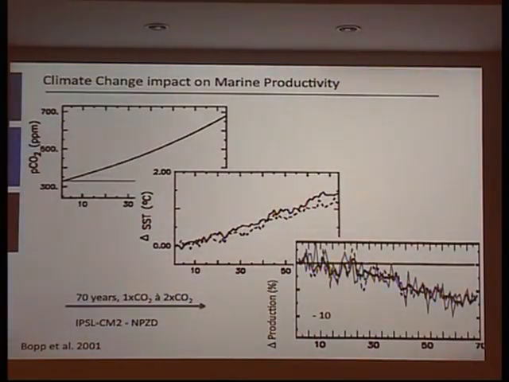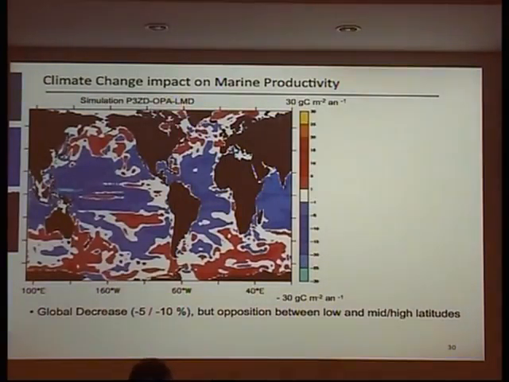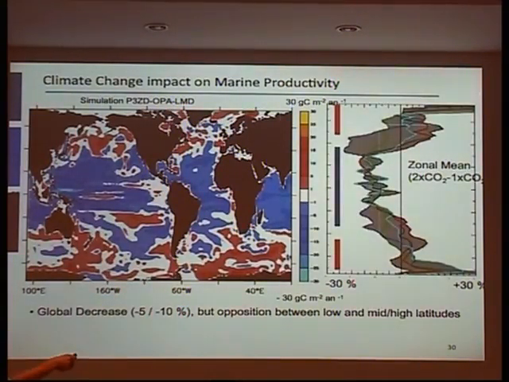And so that was published more than 10 years ago. And basically the three models that we were using at the time were all simulating a decreasing global NPP in response to climate change. The interesting story maybe at the time was this strong opposition between the low latitudes that respond to climate change by decreasing export production or even primary productivity, and the high latitudes here in the North Pacific and in the Southern Ocean responding to climate change by increasing productivity over a time scale of something like 100 years. So global decrease, -5 to -10%, but a strong opposition between low and mid latitudes that you can see here on the zonal mean.